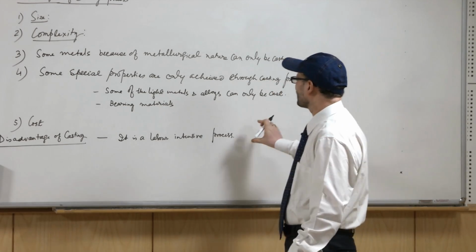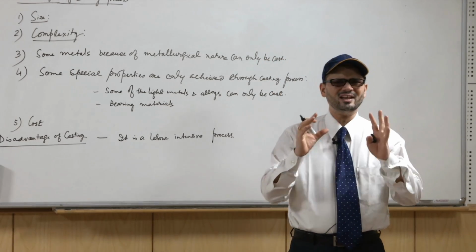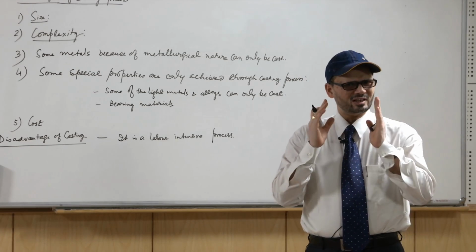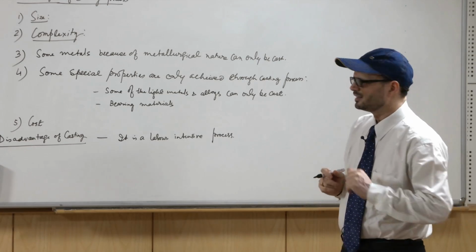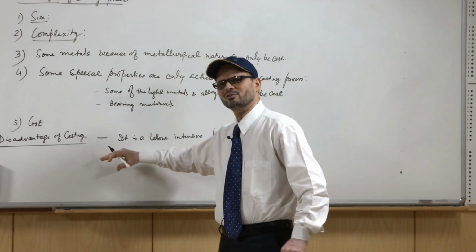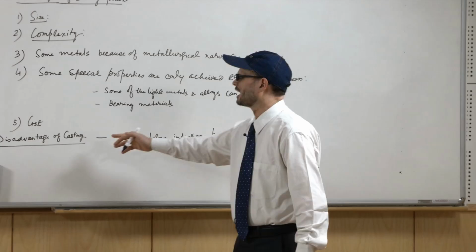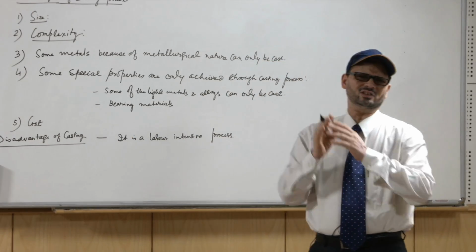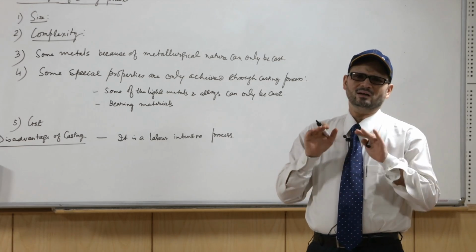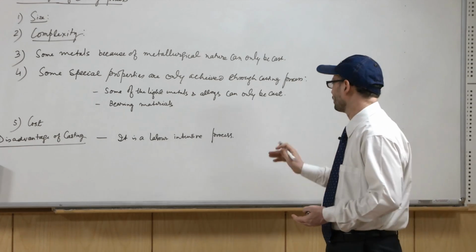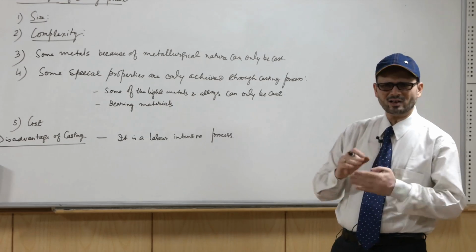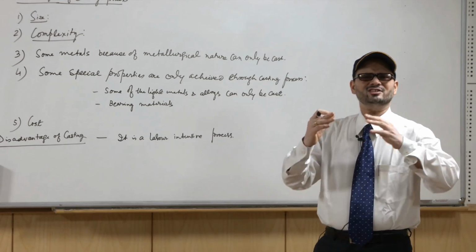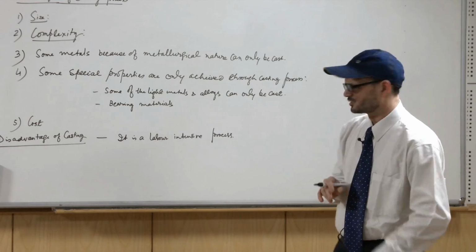Also, when we talk about having some specialized properties, like you want to have a directional property or strength in certain particular directions, in that case you will have to go for further processing of the cast product. Then you get, like in forging, a fibrous structure when you are forging under the hammers or the presses, or you are rolling the product to get specialized properties, more strength in certain directions.